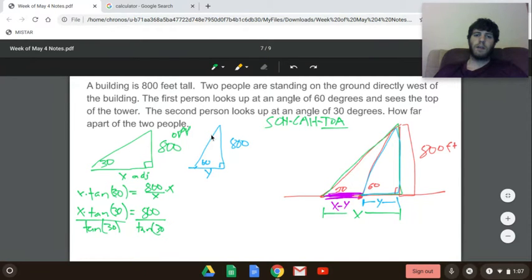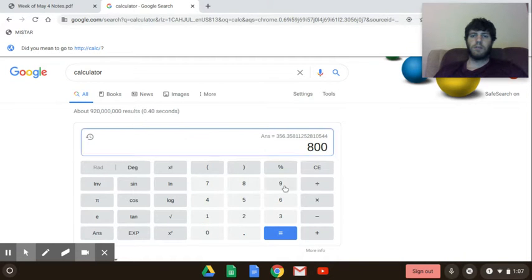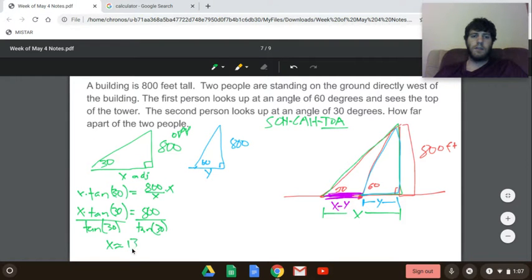And you're going to get x is approximately whatever the calculator is going to tell us: 800 divided by the tangent of 30. Make sure you're in degrees. And that's 1385.6. That's your adjacent side, so that's this whole length here, 1385.6, the whole distance across.